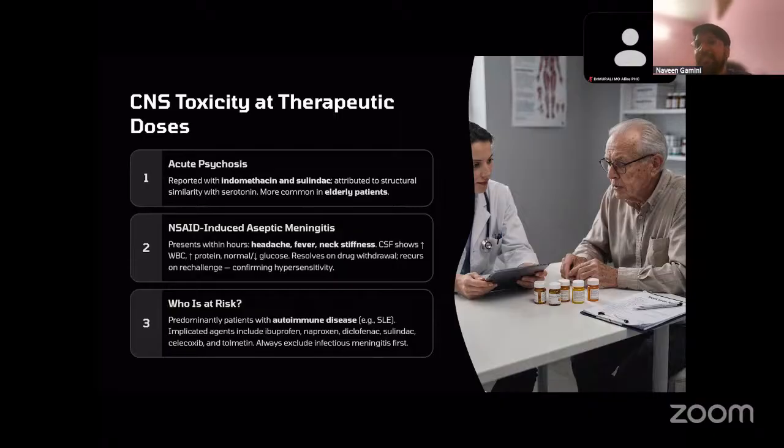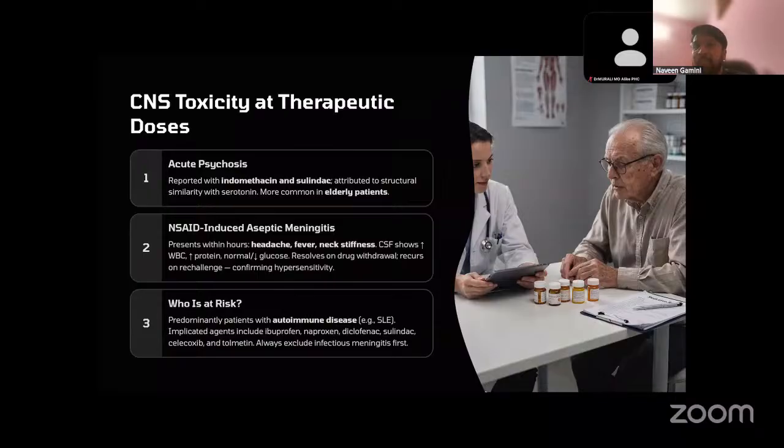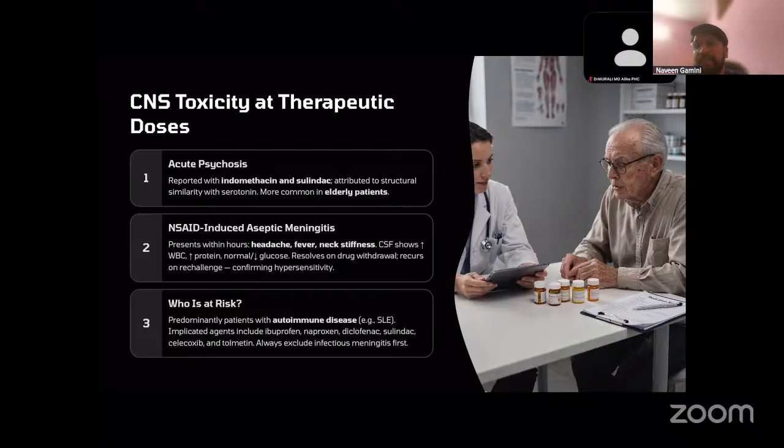But if you take the CSF sample, here we can see increased WBC, increased protein, and normal or decreased glucose, which all together fits the picture of meningitis. But the key diagnosis is that this meningitis will be resolved on drug withdrawal, and it can recur on rechallenging the drug. So this can confirm the hypersensitivity.